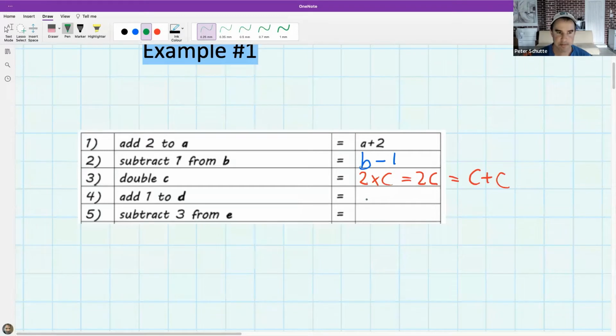Then add 1 to D. Well, I start with D and I add 1. So D plus 1 is what those words mean. It's almost like we're doing a language course. Hey, we're learning to translate. And then the last one is subtract 3 from E. So we're taking something away from E. So I'm starting with E, and then I'm taking away 3.